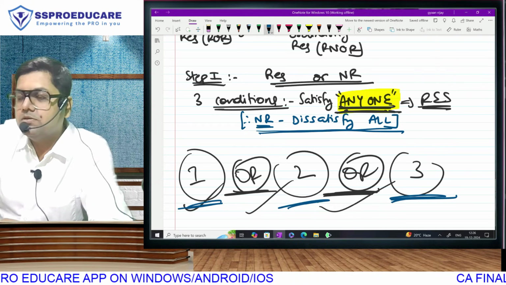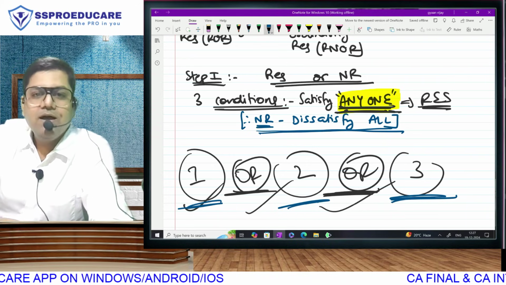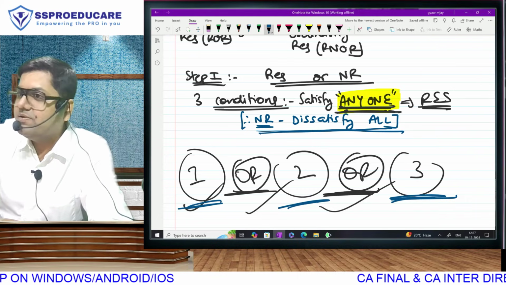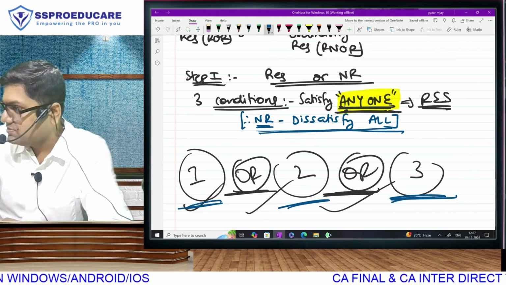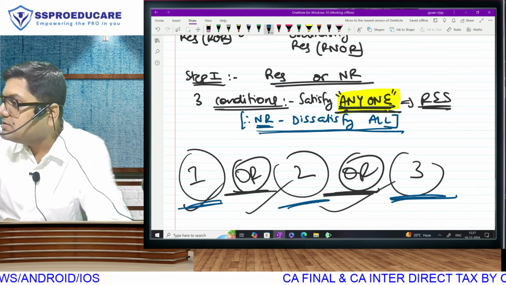Bro, we are Indians. We don't like to pay tax even once. I belong to a community from Rajasthan. We are the Marwadis. We don't believe in paying tax even once, so there is no question of paying tax twice.